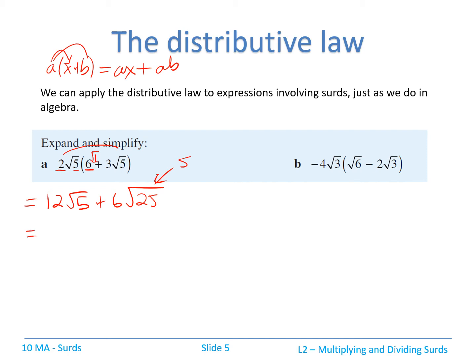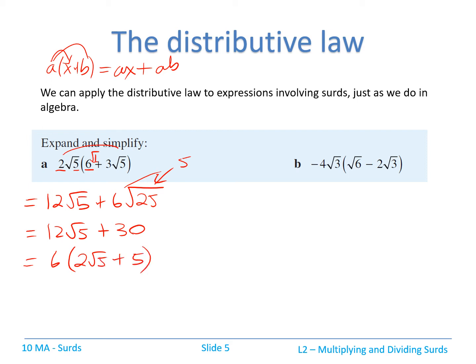So from here, 12 root 5 plus 6 times 5 is 30. That's it, simplified. We can't add any of these together. We could take out a common factor of 6 if we wanted to. It's probably not necessary, but if we wanted to, we know that 6 goes into both of them, so I'd have 6 times (2 root 5 plus 5).